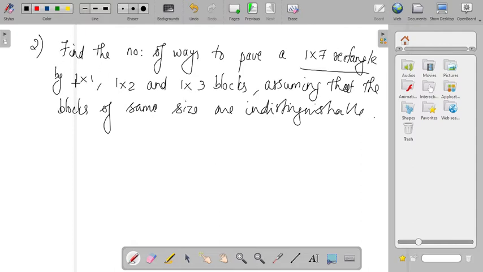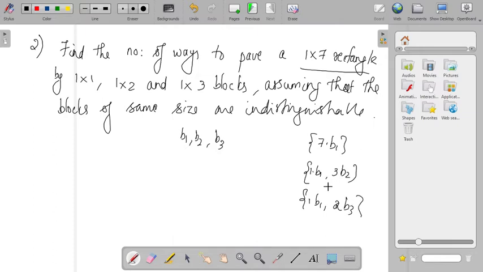So if I am defining my blocks to be B1, B2, B3, I have to repeat block 1 7 times. Then, for the second one, you can take 1 B1, then 3 B2. Similarly, you can take 1 B1, then 2 B3. So these different arrangements or these different multi-sets give rise to a 1 by 7 rectangle.